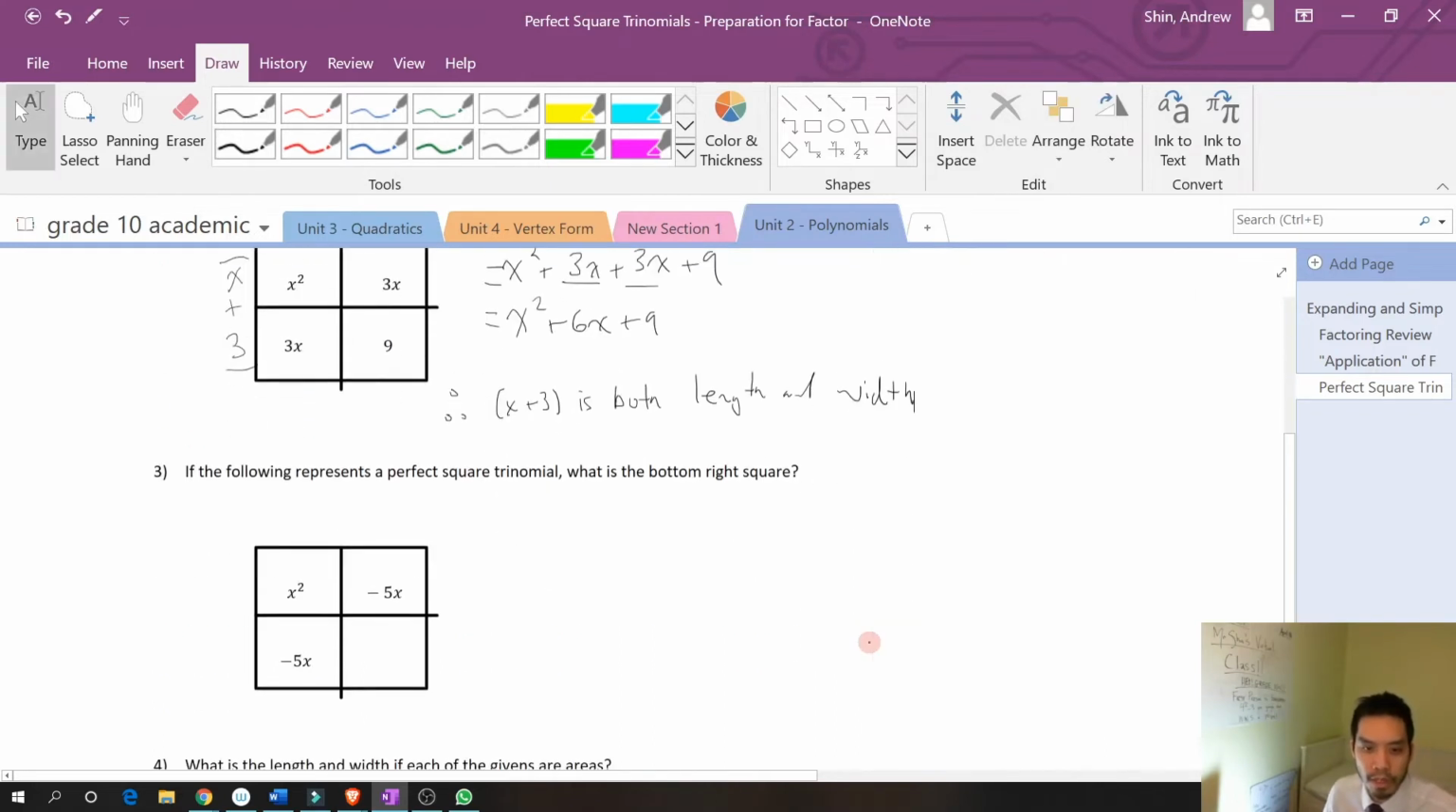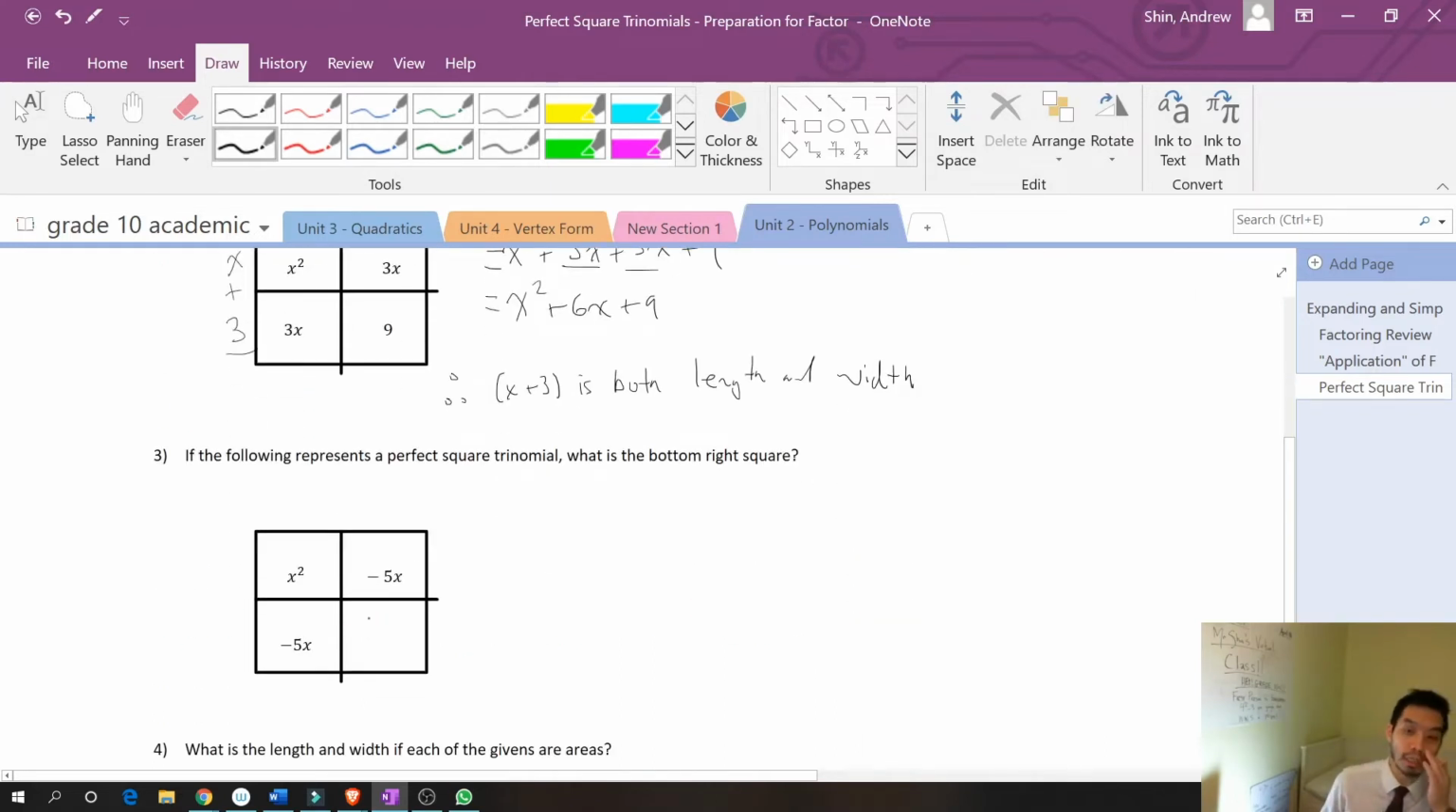Okay, the following represents a perfect square trinomial. What is the bottom right square? So again, this is going to have to be a perfect square trinomial. So we're trying to figure out what this is. So again, let's look at this. This is x squared. So we need to find two numbers here, or two expressions here, that multiply to x squared. So that's going to be x and x. That's x, then what's this going to have to be? That's going to be minus 5.